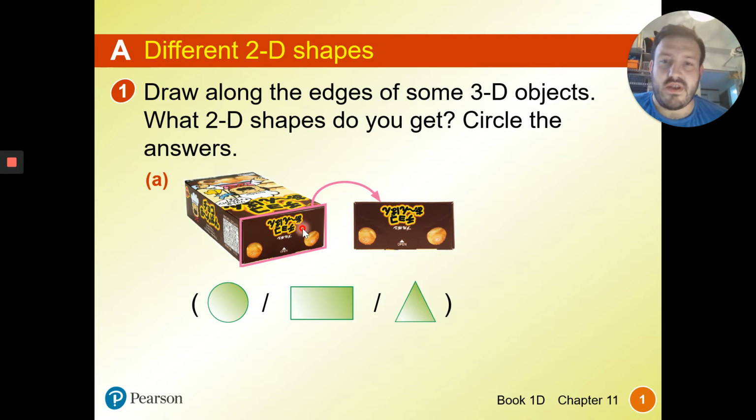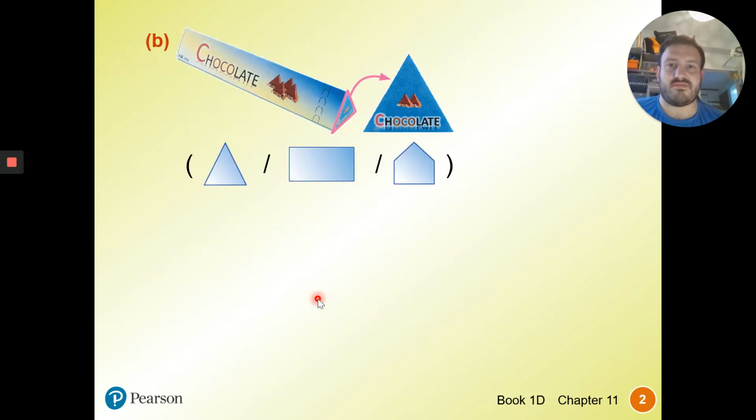Circle the answers. So if we look at this box of biscuits, we draw along this shape. Now, which one have we got? A circle, a rectangle, a triangle? Well, look, we've obviously got a rectangle. This Toblerone style of chocolate, we've got this end shape here. Is it a triangle, a rectangle, or a pentagon? It's obviously a triangle.